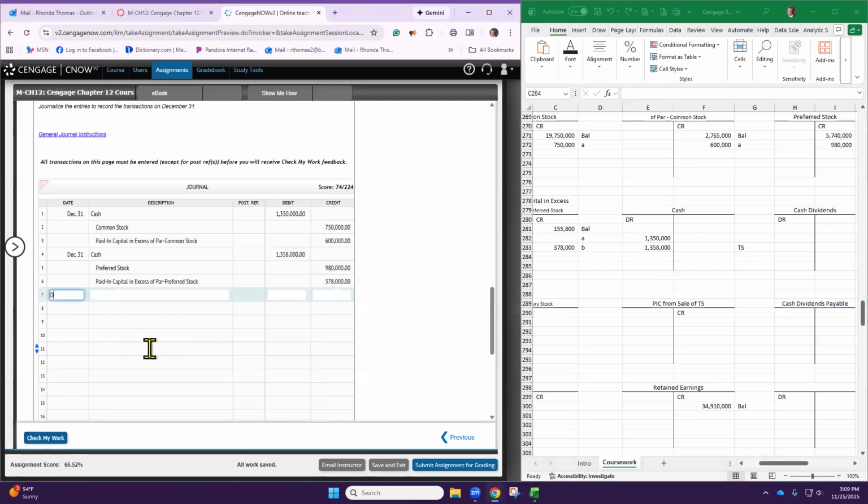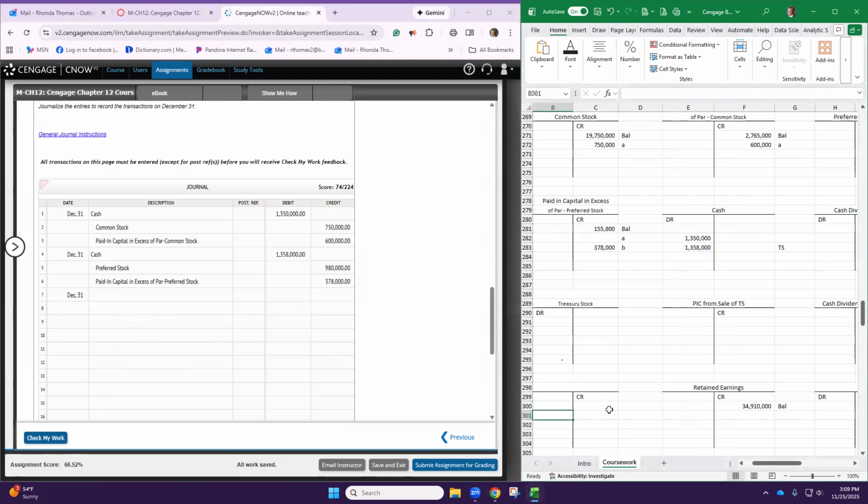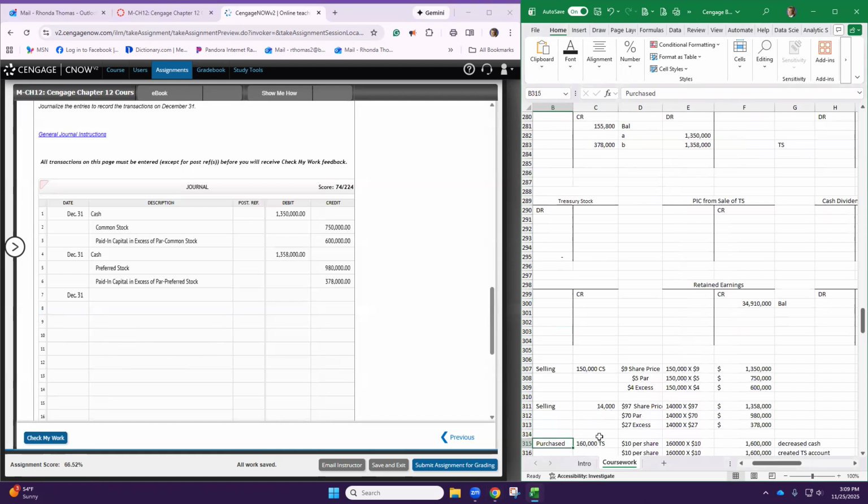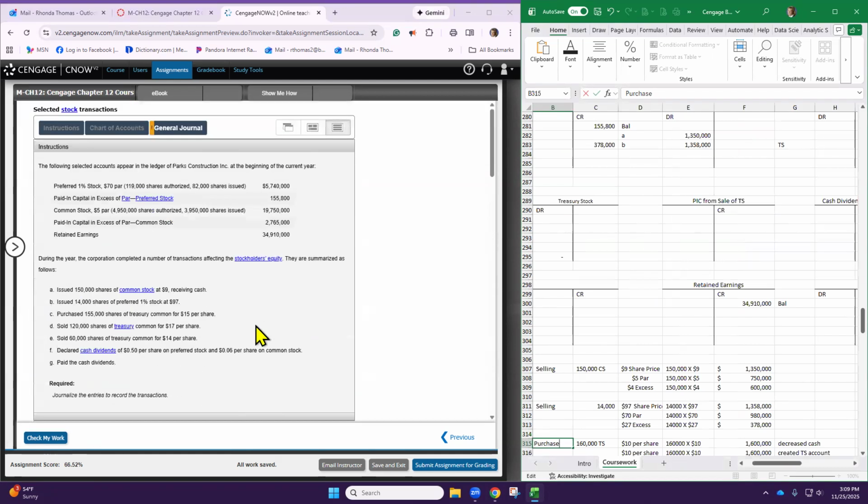Let's do December 31st again, and then read the next event. Okay, we're going to purchase some of our own shares, I think is what's next. So let's read it. It said purchased 155 shares of Treasury Common for $15 a share. So you say, why would you do that? Why would you buy your own shares?